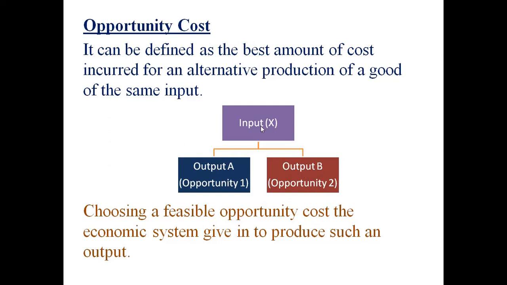Okay, so you have to choose the best one, which is the cheapest one. Output A is opportunity 1 and output B is opportunity 2. So you have to choose the feasible one. We have used the term feasible. So feasible is the cheapest one, okay, that can be incurred in the process of production, that is attainable also. Okay, and that is your opportunity cost.